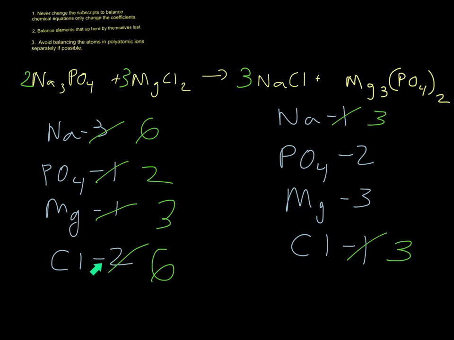Oh, we've never balanced our chlorines, actually. I have 6 chlorines over here, 3 over here. What can I multiply 3 by to get 6? 2, right? So I'm going to come up here, and I'm going to multiply my 3 coefficient by 2. So that makes that 3 a 6, and that changes my sodium to 6, and my chlorine to 6, and boom! Balanced! Dropping like the great pumpkin.